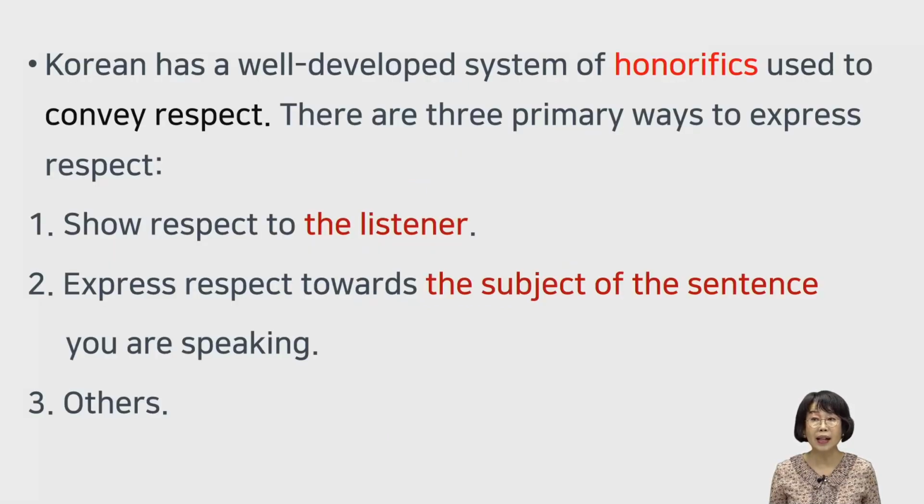Korean has a well-developed system of honorifics used to convey respect. There are three primary ways to express respect. 1. Show respect to the listener. 2. Express respect towards the subject of the sentence you are speaking. And 3. Others.